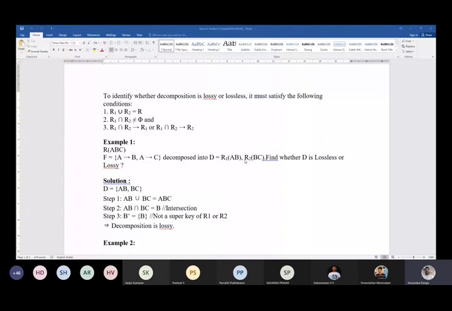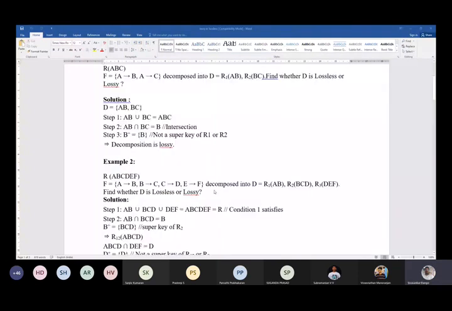So if these three conditions are met, we say that the decomposition is going to be a lossless join decomposition, right? So in example one, the first two conditions were satisfied, whereas the third condition is not met, and we say that it's going to be a lossy join. So we say that the decomposition is a lossy decomposition.